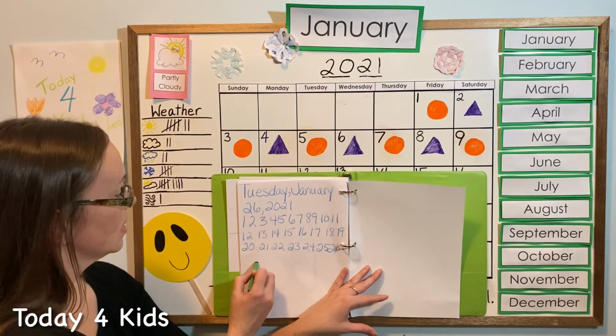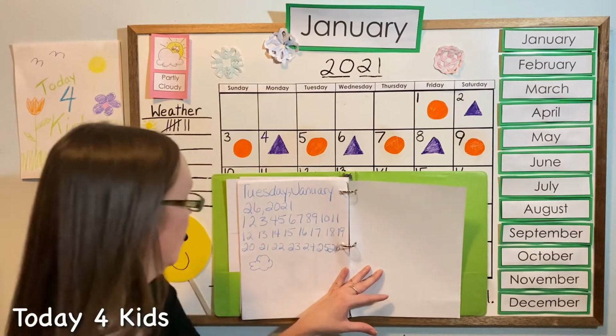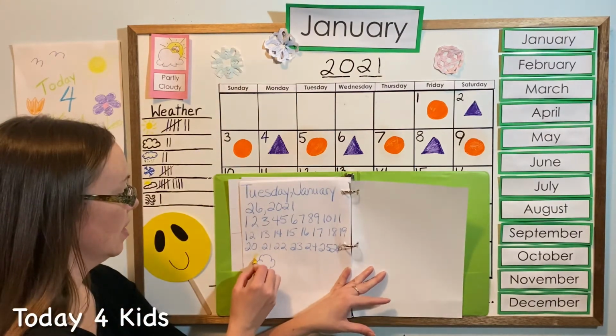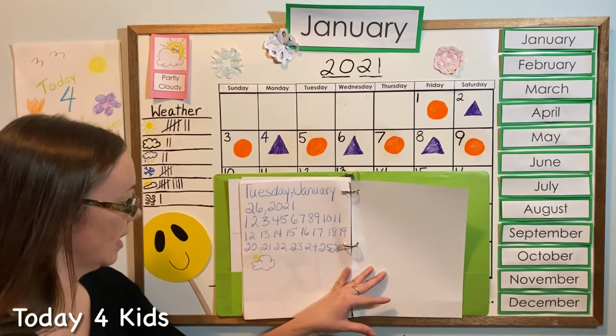So it's partly cloudy and partly sunny. So I'm going to do a cloud today. And I'm going to have my sun peeking out here because it's partly sunny and partly cloudy.